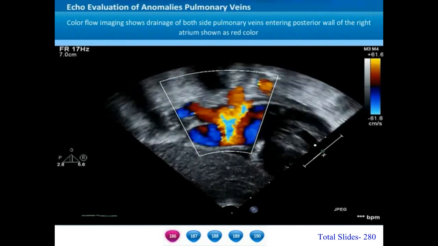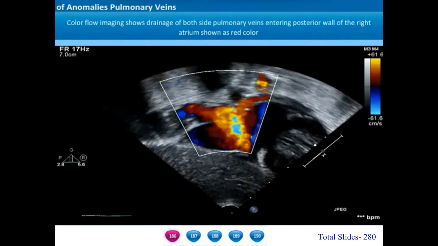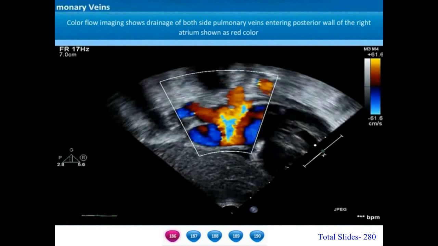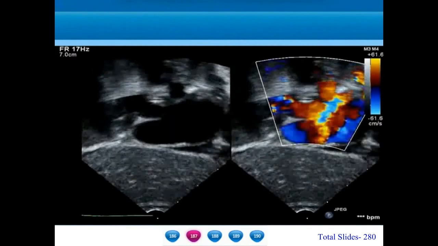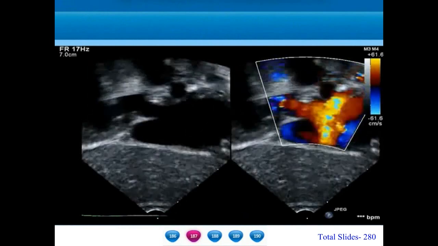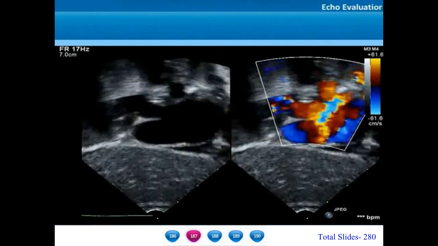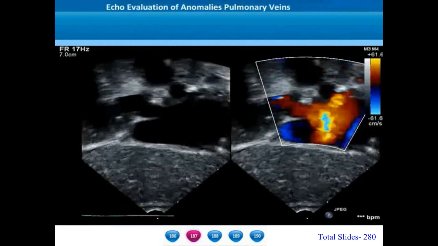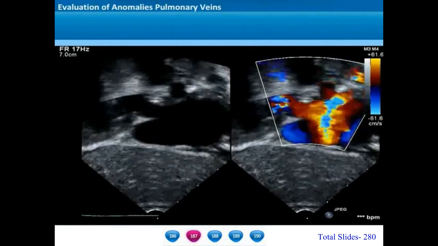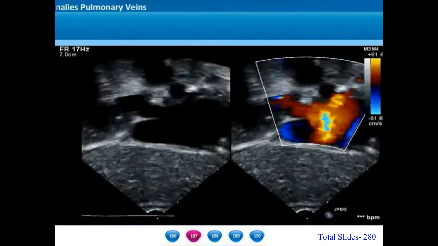Color Doppler shows drainage of both the right and the left pulmonary veins into the posterior wall of the right atrium. In this color compare mode, we are able to appreciate both the right pulmonary veins and the left pulmonary veins coming from either side of the descending thoracic aorta and draining onto the posterior wall of the right atrium without any obstruction.